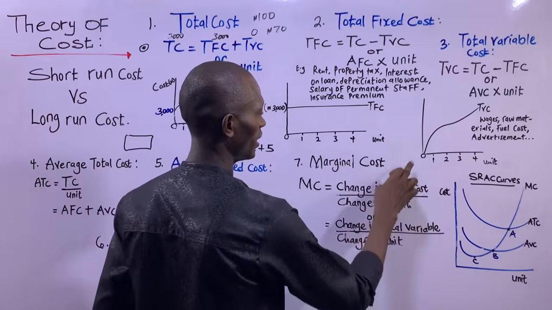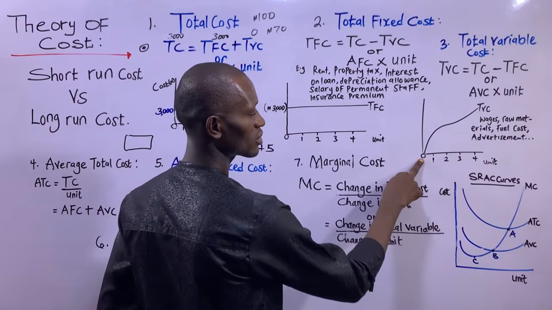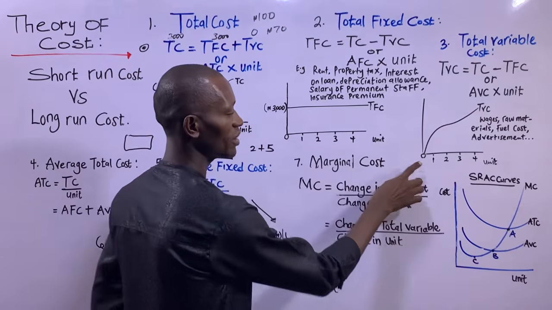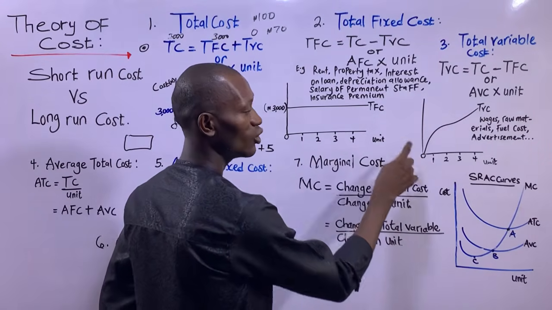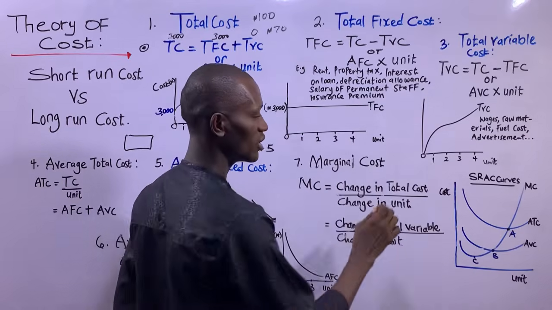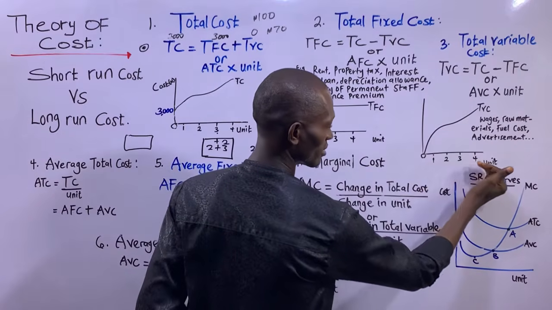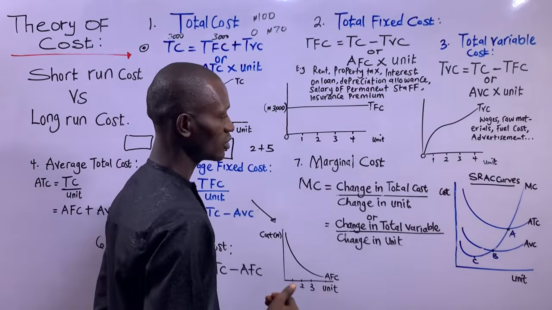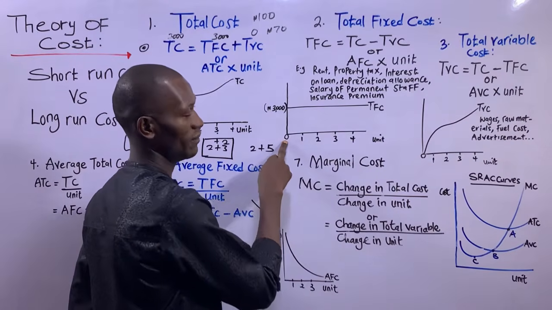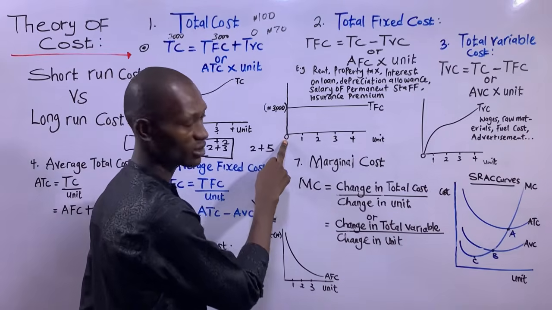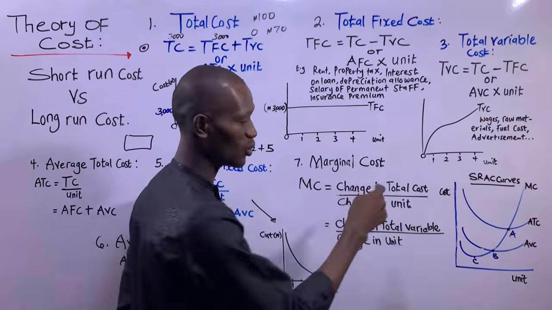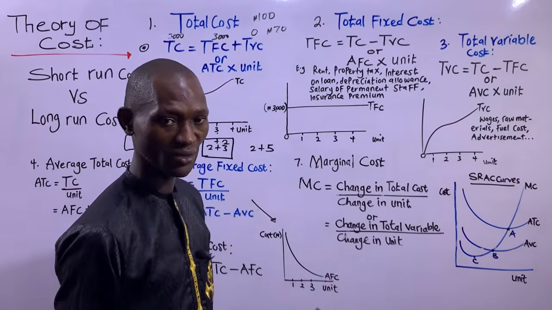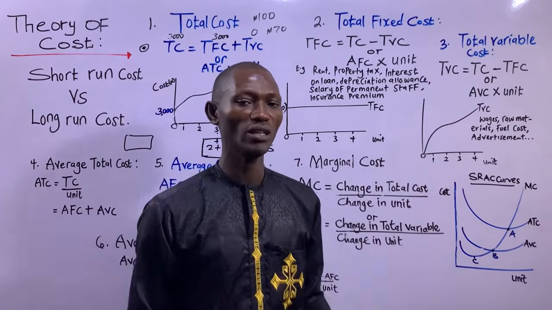So look at it here. Total variable cost starts from the origin. And what that simply means is that when output is zero, total variable cost will be zero. And as output increases, total variable cost also increases. So unlike fixed cost here, that is 3,000 when output is zero, total variable cost will also be zero. You can say it starts from the origin. When you have produced nothing, total variable cost will be zero.